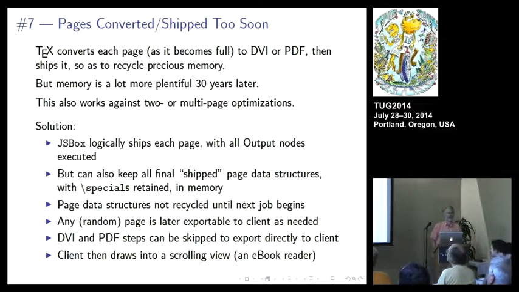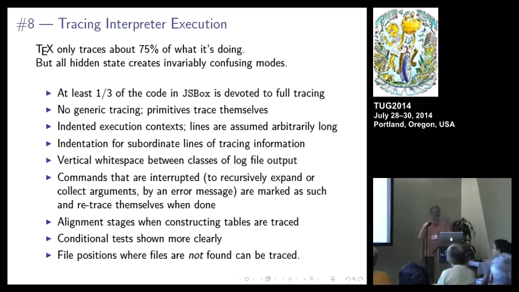All right, so the other thing I did, and I spent almost a year of my life on this, is tracing, because I knew that if I'm writing a new TeX interpreter, I have to be able to guarantee that it's working compatibly. Having done my own TeX support, I know that everything I can do to make it obvious and to reveal hidden state is a good thing. So TeX tracing is really second rate. It doesn't trace a lot of things that need to be traced, and of course all hidden state creates confusing modes. That's the definition of a mode, hidden state.